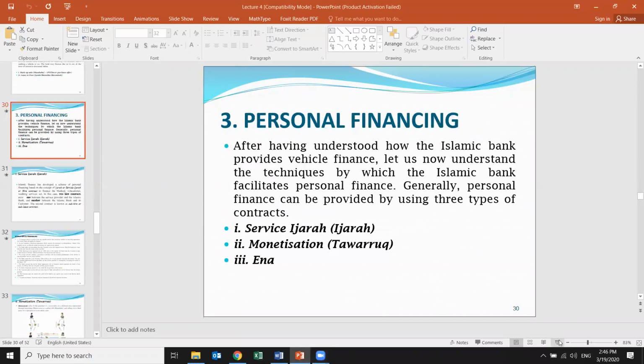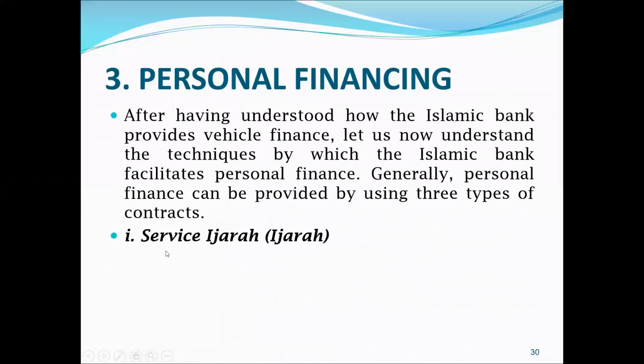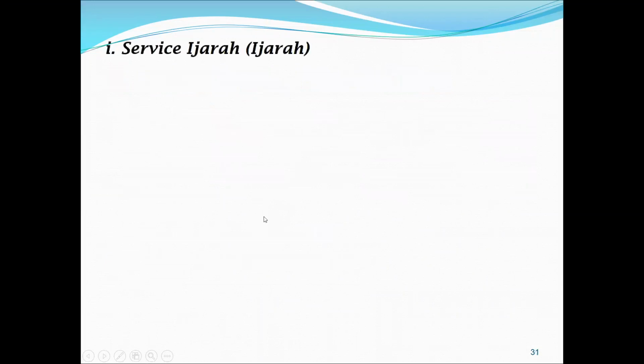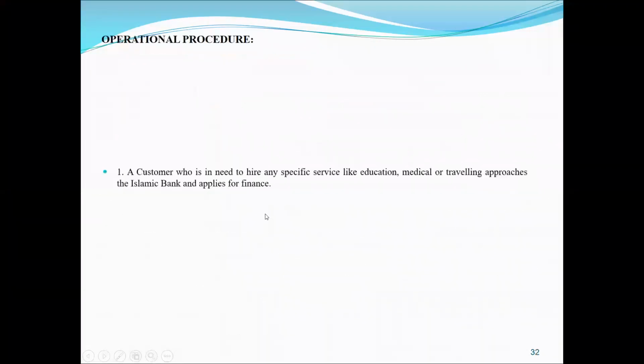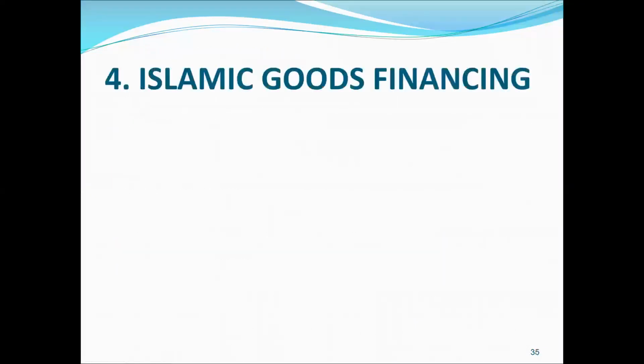Okay, now coming to the personal financing. In the personal financing, we said it has got 3 parts: service ijara, tavaruk, and ENA. We all know the definition of these 3 contracts of Islamic financing in retail products related to personal financing. There's no need to explain it. We already explained it in this chapter. I'm just skipping it. Now we're coming to the Islamic goods product.